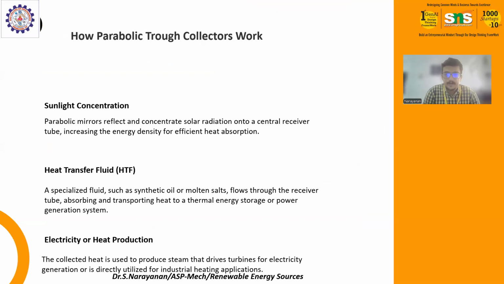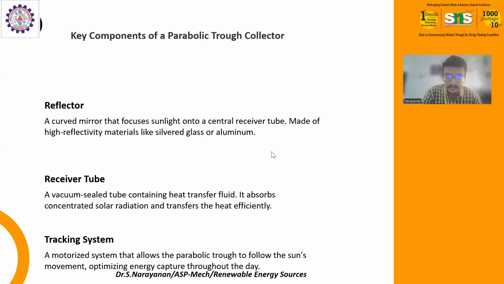The parabolic trough collectors work on three major principles. That is sunlight concentration: parabolic mirrors reflect and concentrate solar radiation on a central receiver, which is placed at the focus of the parabola. And a heat transfer fluid of good thermal conductivity, such as synthetic oil or molten salts, flows through the receiver tube, absorbing and transporting heat to a thermal energy storage or a power generation system. The heat thus trapped is used for electricity or industrial heating applications or cogeneration plants as required.